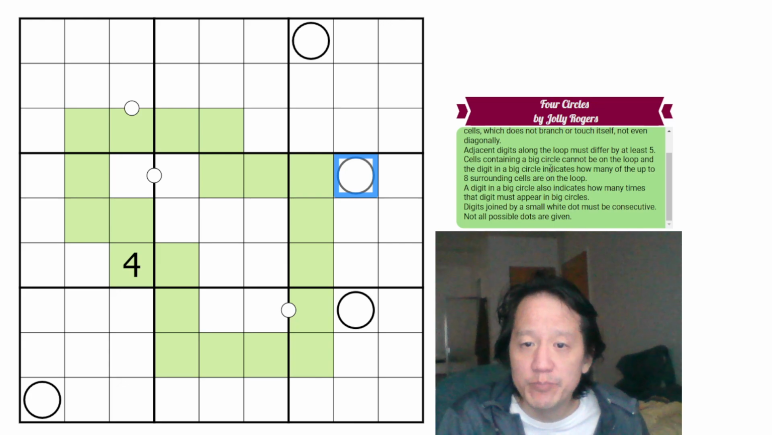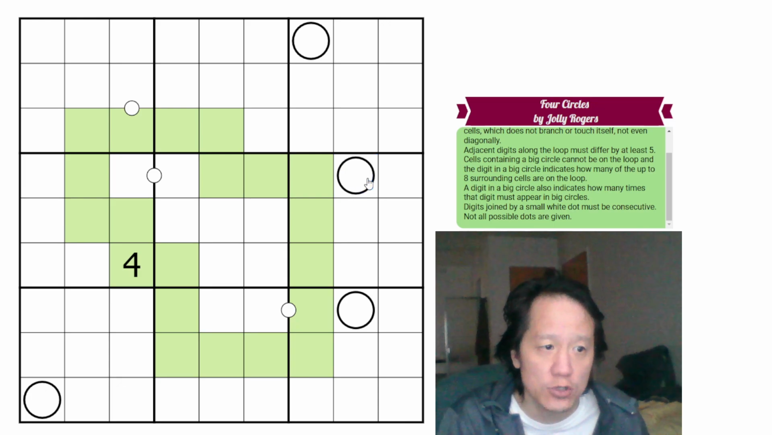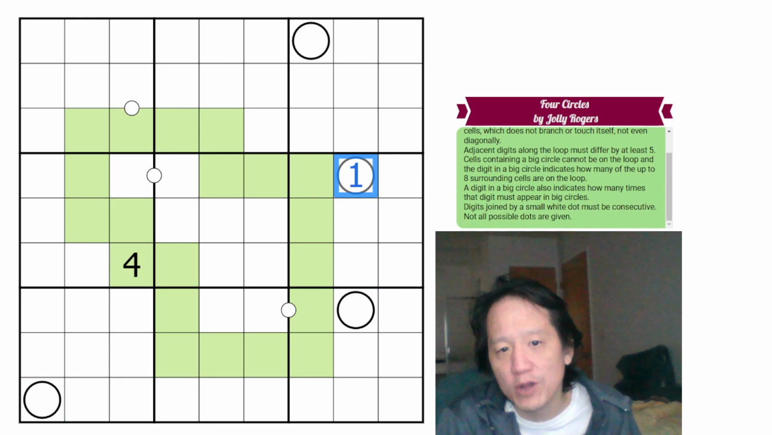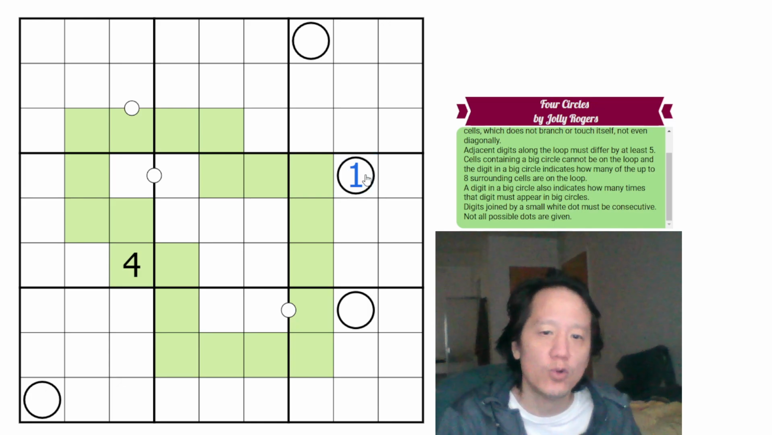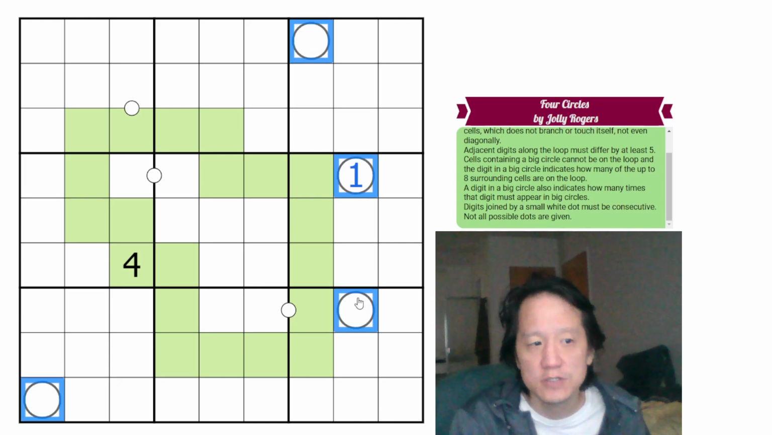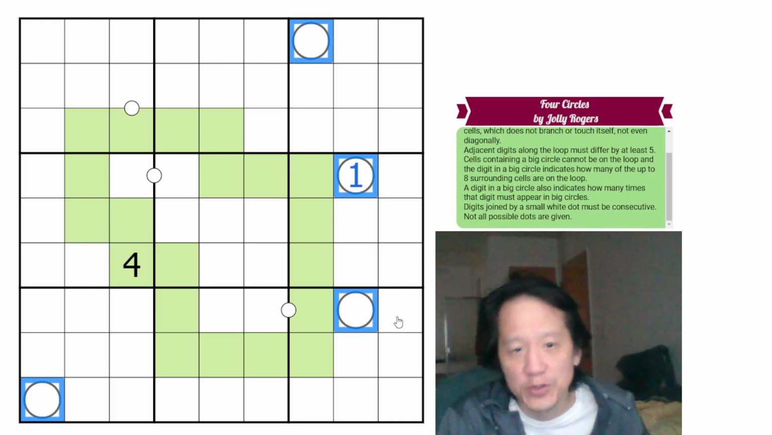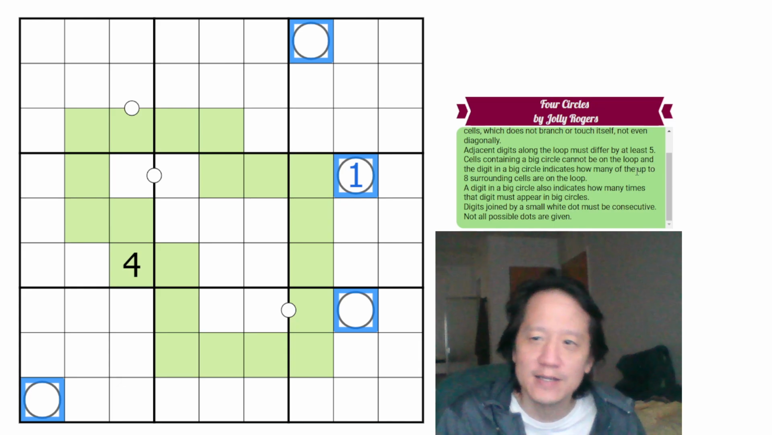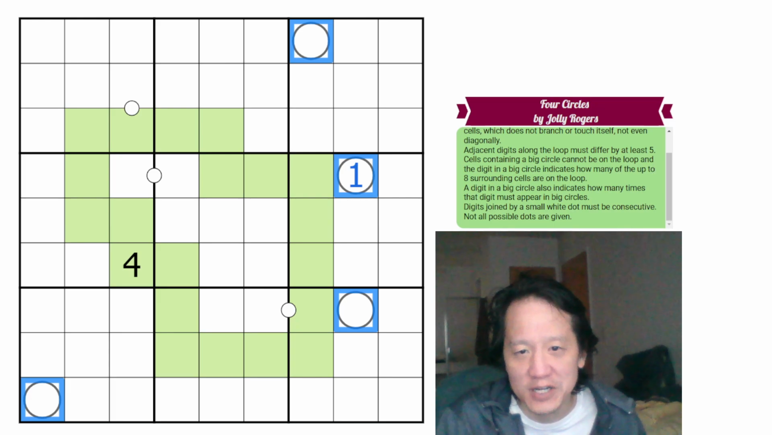And a digit in a big circle also indicates how many times that digit must appear in big circles. So if you were to have, say, a 1 there, you know that it only appears 1 time in all the big circles. Same with other numbers too. If you had a 7 in a circle, you would know that it would have to appear 7 times in the big circles. And obviously that leads to some things that you have to realize. Anyways, that's that rule.